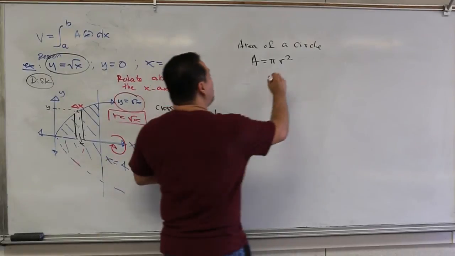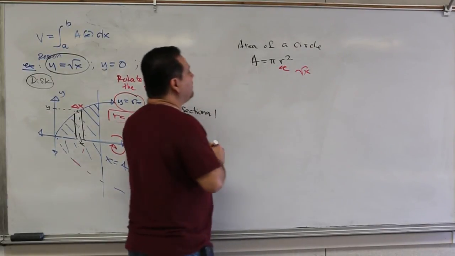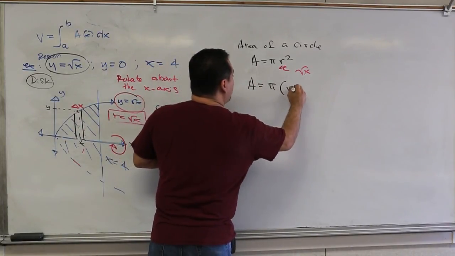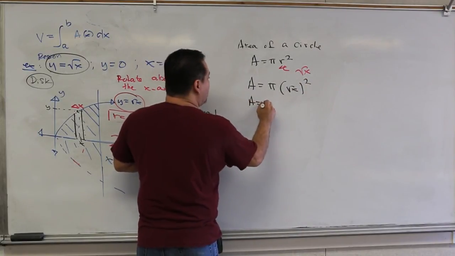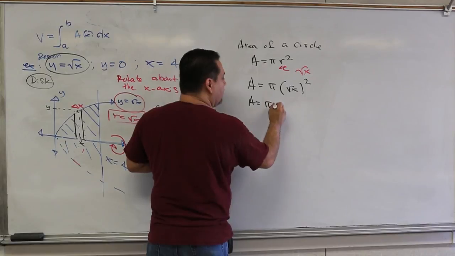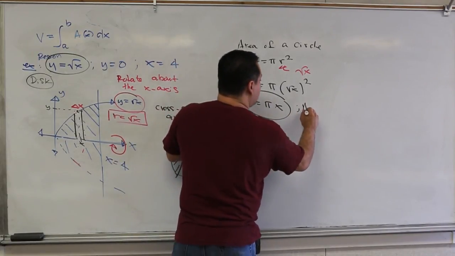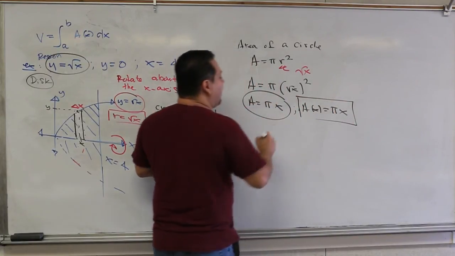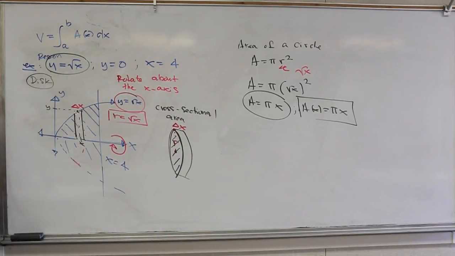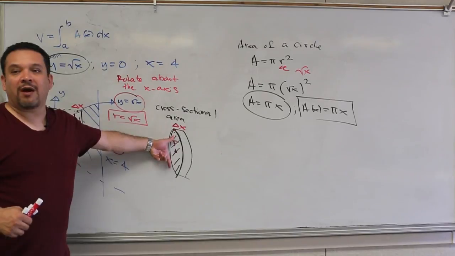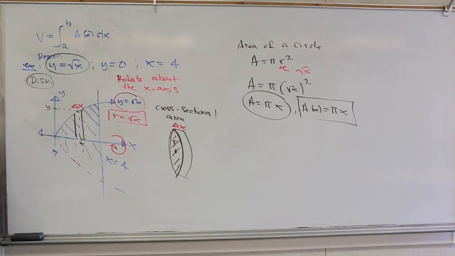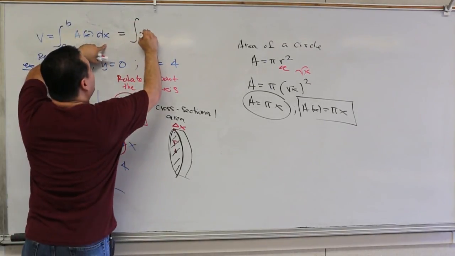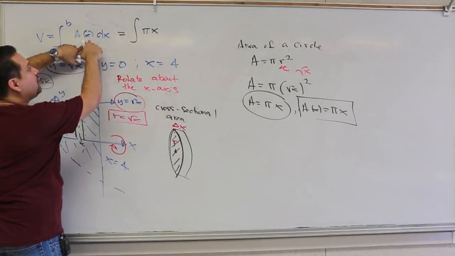And so what happens now, over here for your r, you put the square root of x. So my area function becomes pi times the square root of x to the second power, or the area simply pi, what's the square root of x to the second power? Pi x. This is a function of what? X. So because the radius is a function of x, your cross-sectional area is a function of x. This is in black, the cross-sectional area. So when you want to deduce your volume, what you do is replace what? A of x with the pi x function. This is your area function.